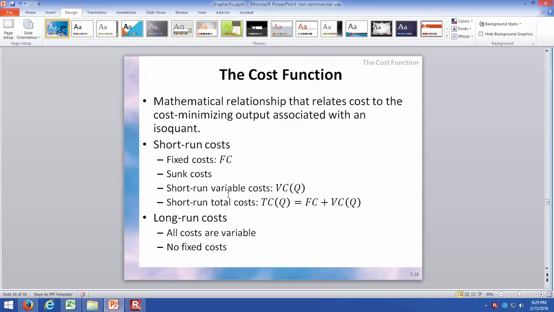Okay, we want to look at the sunk cost and the short run variable cost. So basically here the short run variable cost is given by VC(Q). What we assume here is that the total cost is given by the fixed cost plus the variable cost, which changes with the quantity produced. Now what about the long run cost? All costs are variable and there is no fixed cost. That's what we assume here.